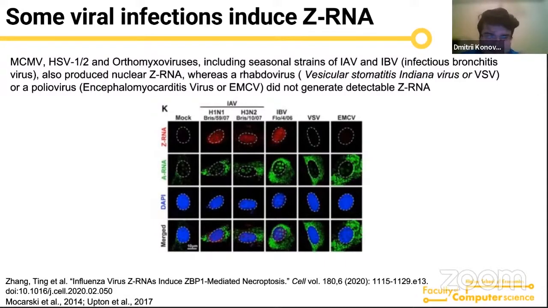In this picture, you can see that some viruses like rhabdovirus or poliovirus don't induce zRNA after infection. And it's not really clear why this behavior is observed.